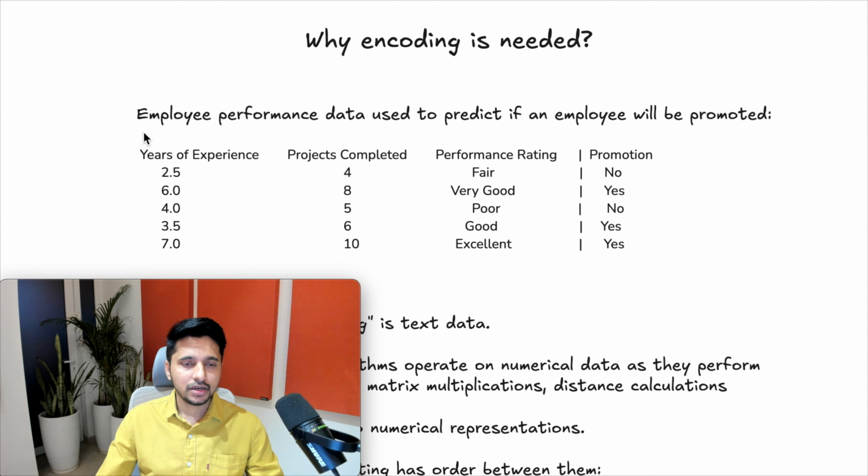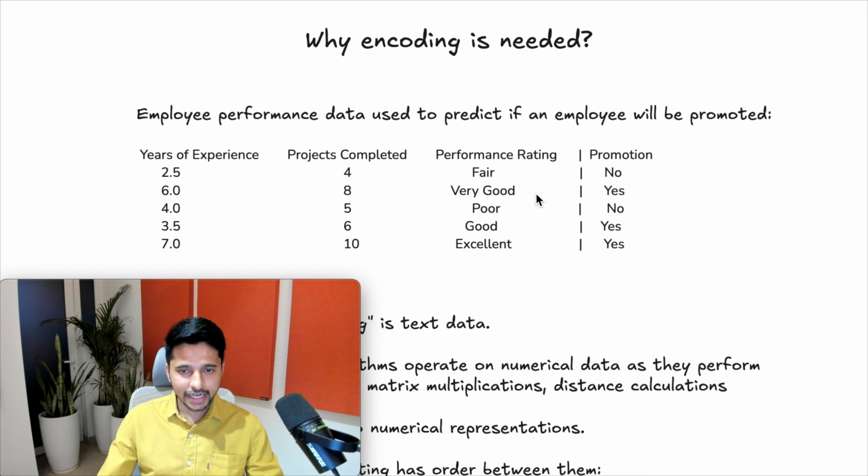Based on the input that we have, employee performance data, we want to predict if an employee will be promoted or not. So here is the output, which is the label, and here are the input features. These are the input features that we will feed into the model to train it.